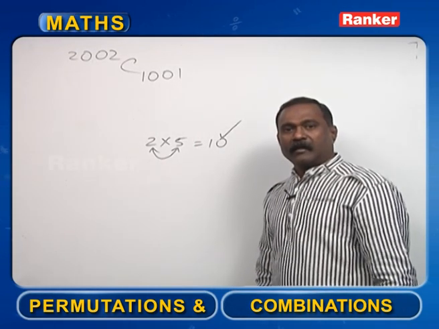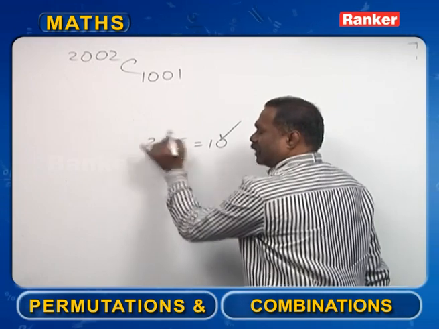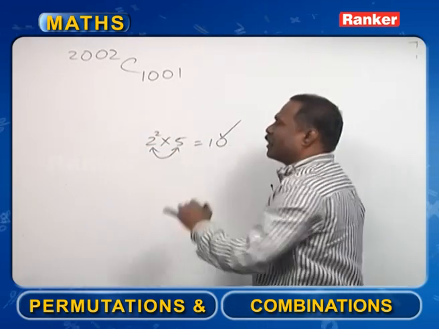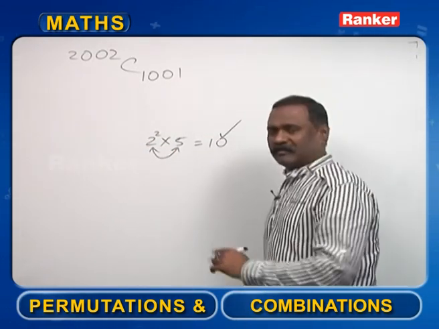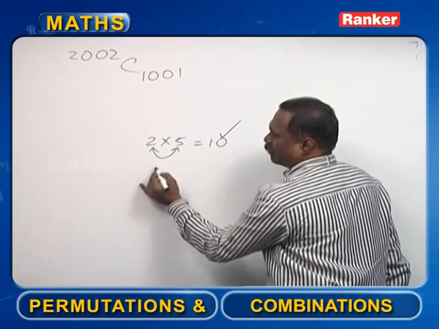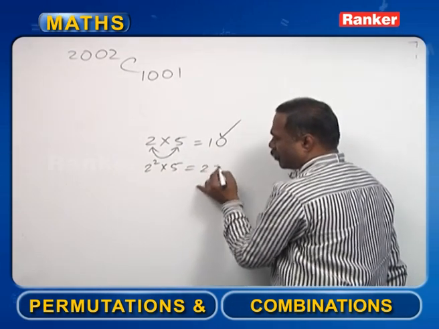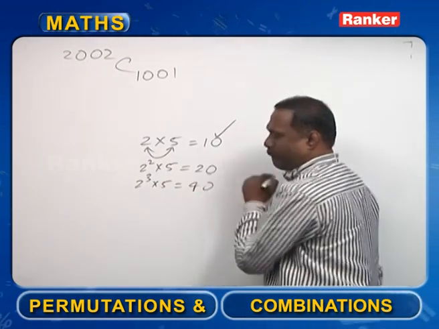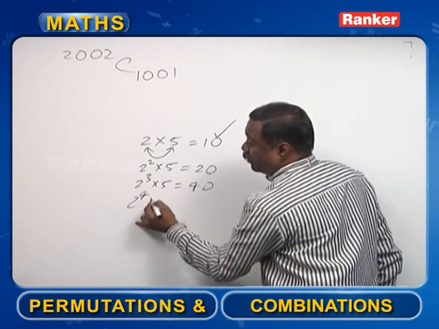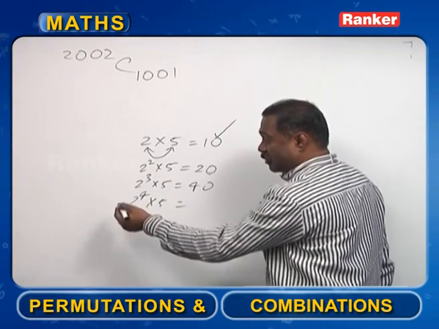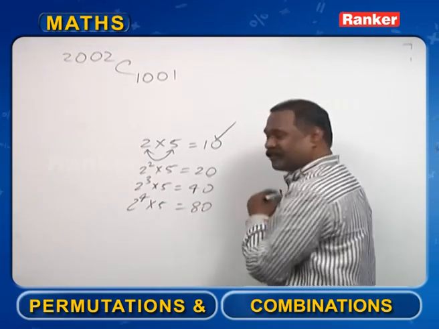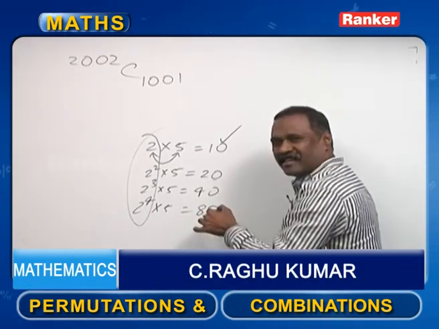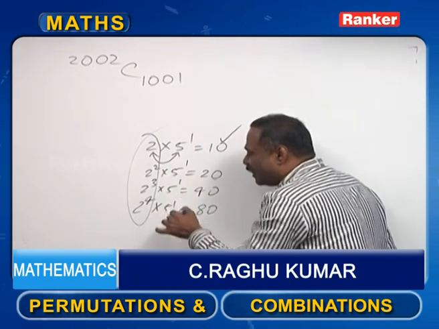Do you understand what I'm saying? 2 into 5 gives you 10. 2 square into 5 gives 20. 2 cube into 5 gives you 40. 2 power 4 into 5 gives you 16 into 5, which is 80. What does it mean? Even though the power of 2 is increased, the number of zeros does not increase; that depends on the power of 5 only. Understand?